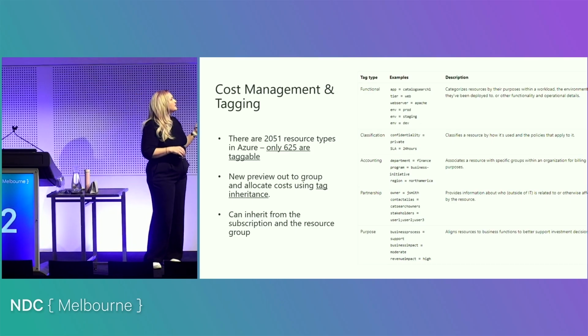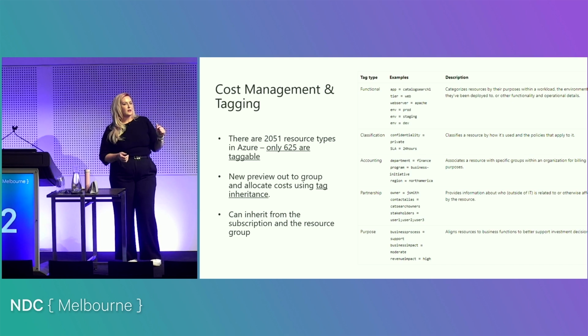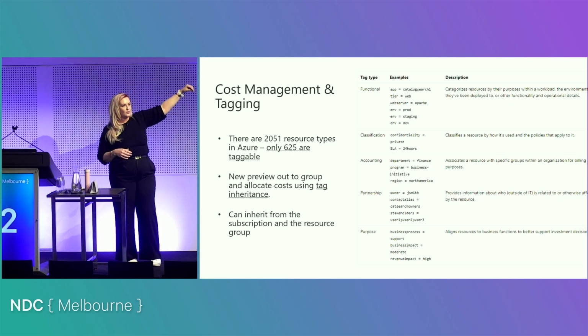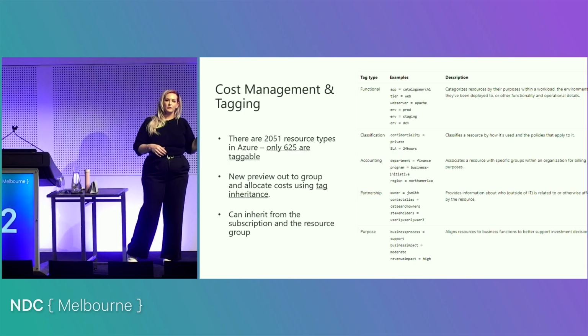But the other reason is there's more than 2,000 resources in Azure, but only 600 or so can be directly tagged. So there is a policy out that allows you to inherit tags from the subscription level or from the resource group level. I would always suggest enforcing tags at the subscription level, so you can't create a subscription without tags, but not enforcing tags at the resource group level, because there's some resources like, I think it's container apps or something that just wants to make its own tags and it won't deploy and it breaks everything.